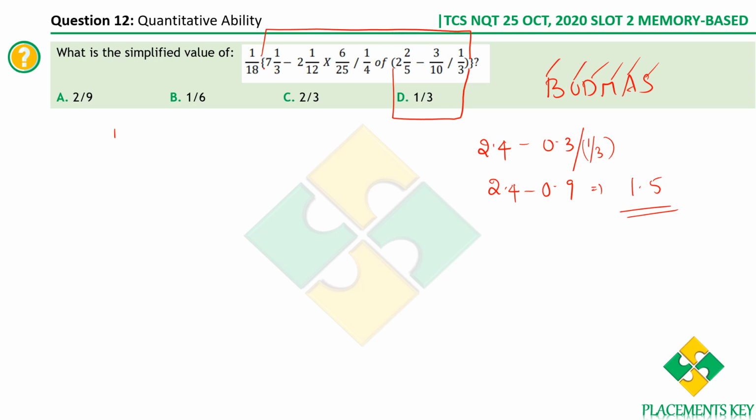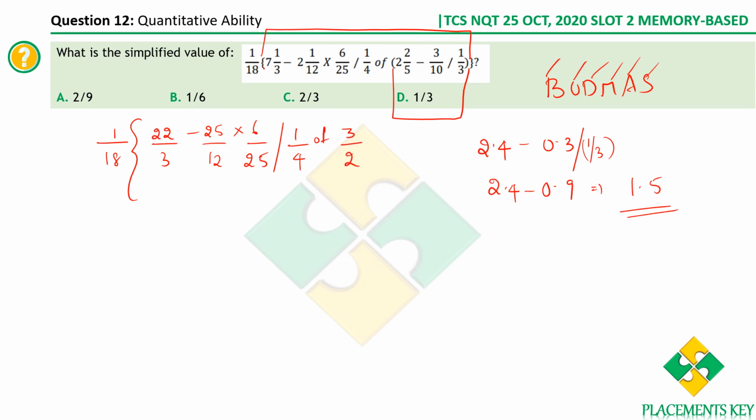So let me write it here then. 1 by 18, and there's a big bracket. 7 1 by 3, I'm just splitting it. 7 3s are 21 plus 1, 22 by 3, minus 2 1 by 12, which is 12 2s are 24 plus 1, 25 by 12, and then into, we have 6 by 25. Let's not cancel 25 and 25, because after that we also have this, divided by 1 by 4 of this value 1.5, which is 3 by 2. So 1 by 4 of 3 by 2.